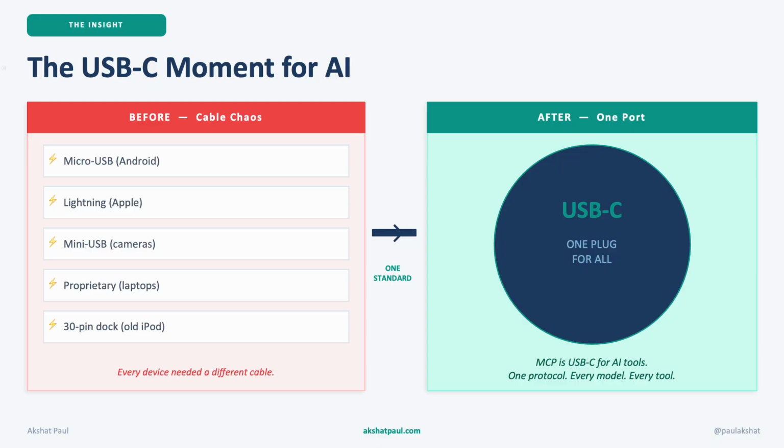Here's the analogy that really makes this click, and it's the one that went viral in the developer community. Think about cables. 10 years ago, you had a drawer full of charging cables, micro USB for your Android phone, Lightning for your iPhone, mini USB for your camera, proprietary barrel connectors for your laptop, a 30-pin dock connector for your old iPod. Every single device had its own format, its own charging spec, its own adapter. It was absurd. And yet, for years, the industry accepted it as normal.